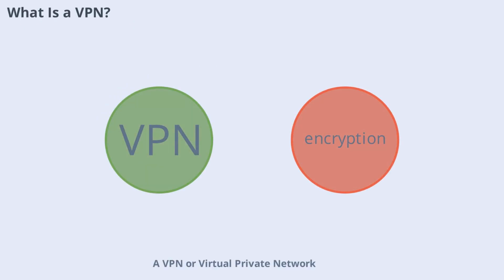A VPN, or virtual private network, creates a secure connection between your device and the internet. It encrypts your data, making it much harder for hackers to see what you're doing online. VPNs are especially useful when using public Wi-Fi or when you want to keep your browsing private. In the next scene, we'll discuss the importance of regular data backups.